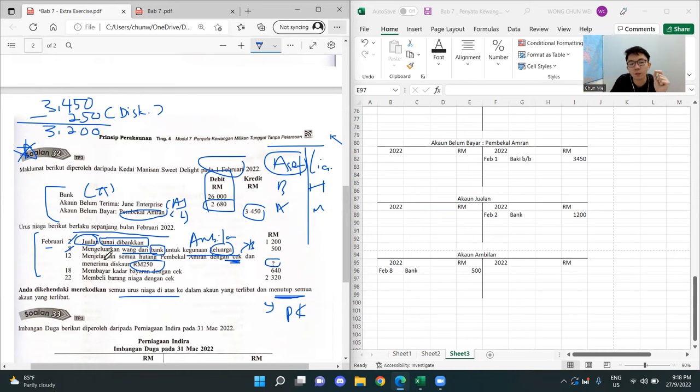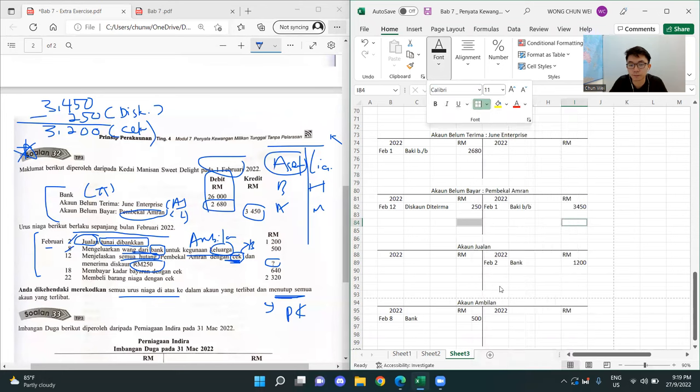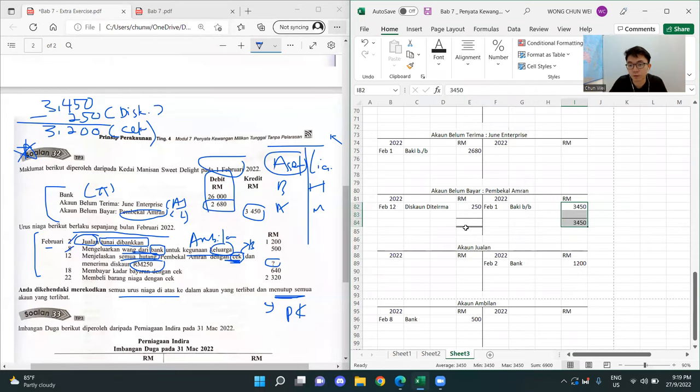And this 3,200 ringgit dia cakap apa? Menjelaskan semua hutang. Meaning, ini 3,200 kita akan bayarkan dengan apa? Dengan cek. Can you see it? So therefore, in the ABB account here, alright? So when you have discount, menerima discount, discount diterima. Here. February 12, discount diterima. 250. So you can see that if you do something like this, 3,450 minus 250, you get 3,200. Is it this 3,200? You akan bayar dengan cek, so you put bank.